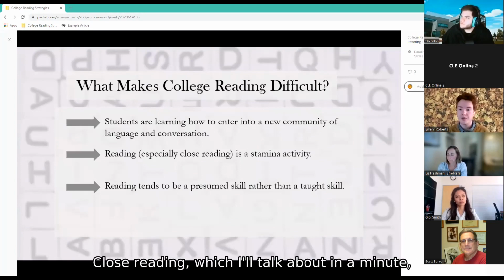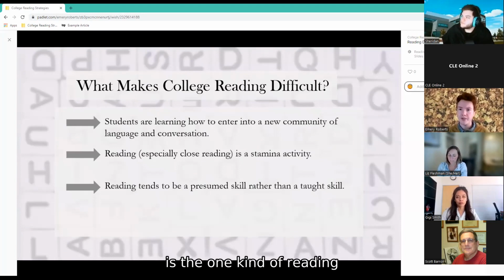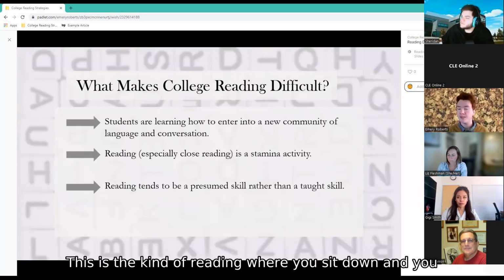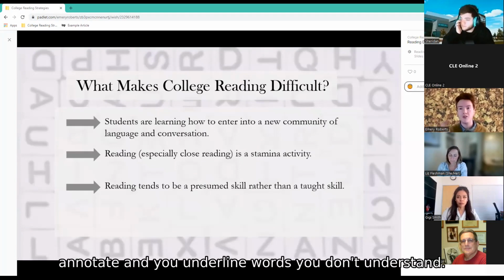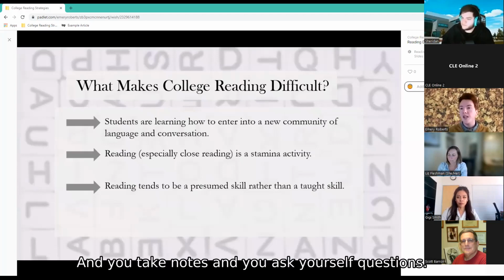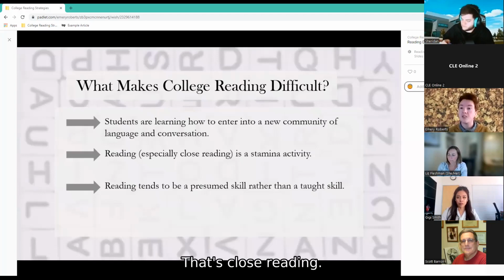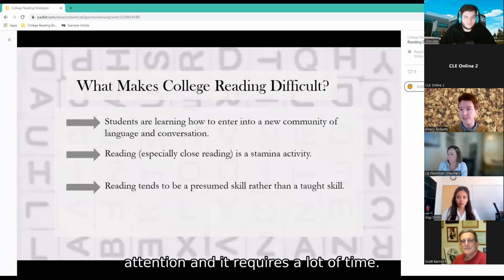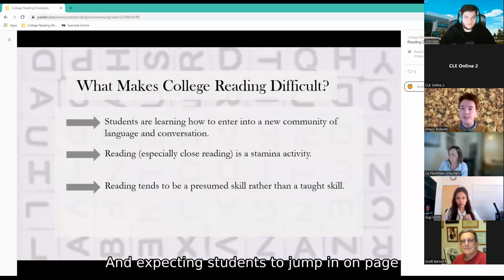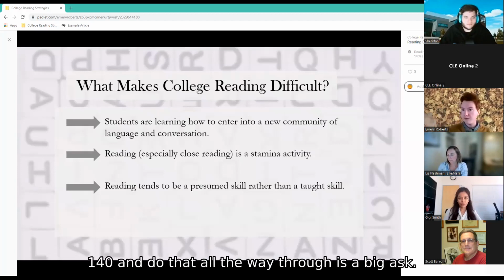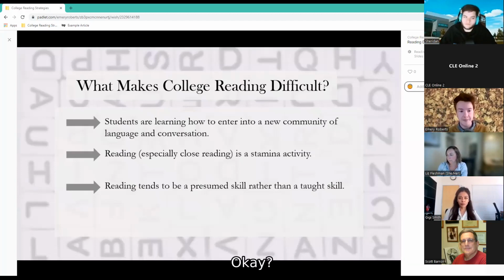Close reading, which I'll talk about in a minute, is the one kind of reading that does get taught to students. This is the kind of reading where you sit down and you annotate and you underline words you don't understand and you take notes and you ask yourself questions. That's close reading, and that is a stamina activity. It requires a lot of attention and a lot of time, and expecting students to jump in on page 1 of 40 and do that all the way through is a big ask, okay?